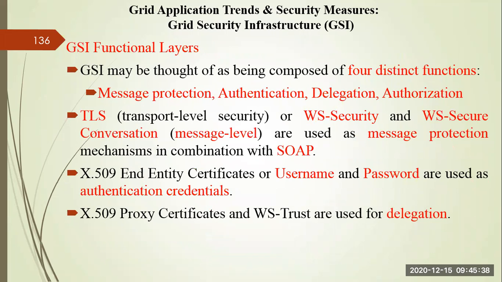GSI may be thought of as being composed of four distinct functions: message protection, authentication, delegation, and authorization. Whatever we discussed, the message level security, supports WS-Security or WS-SecureConversation, that is what we discussed in the service-oriented architecture. And in transport level security, you are dealing with your X.509 certificate, right?